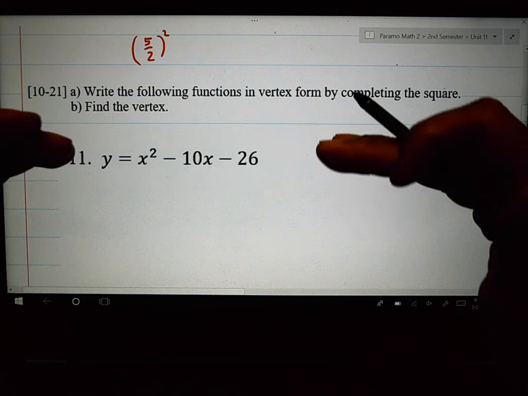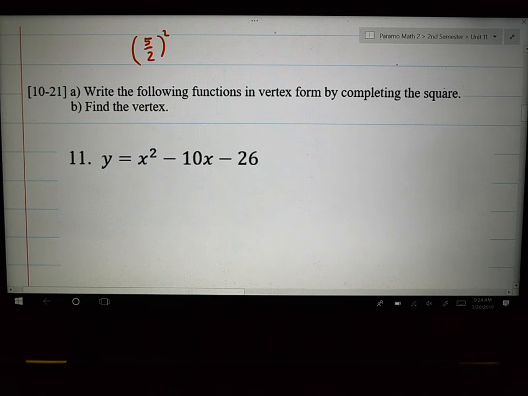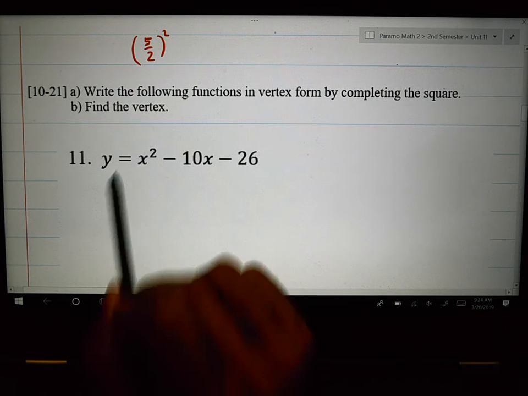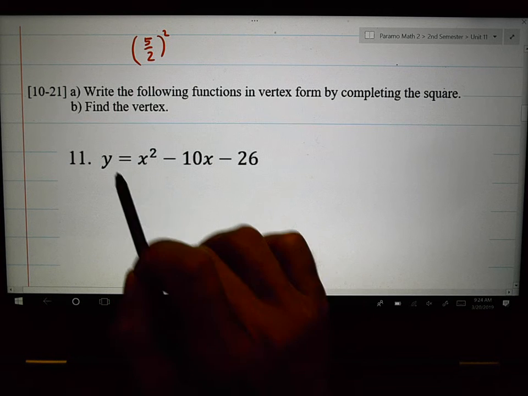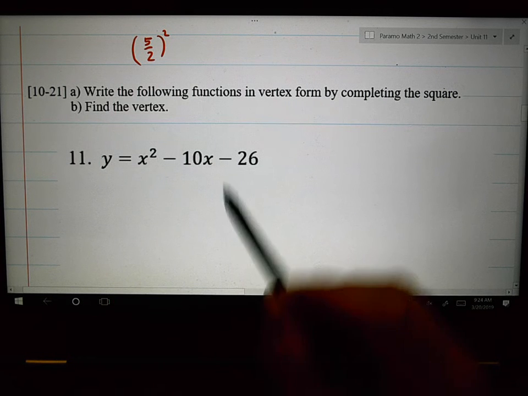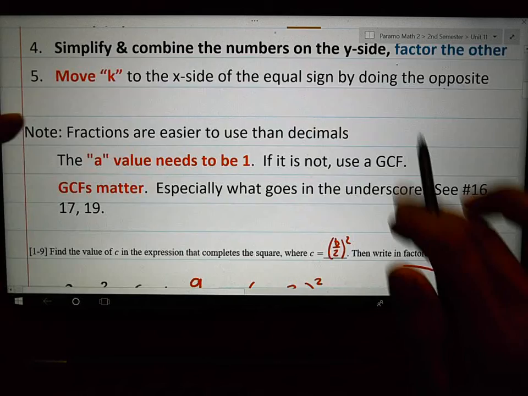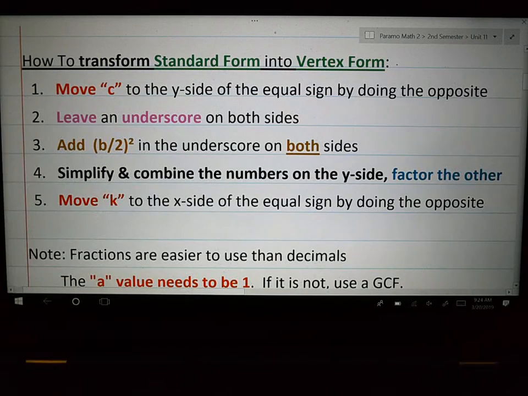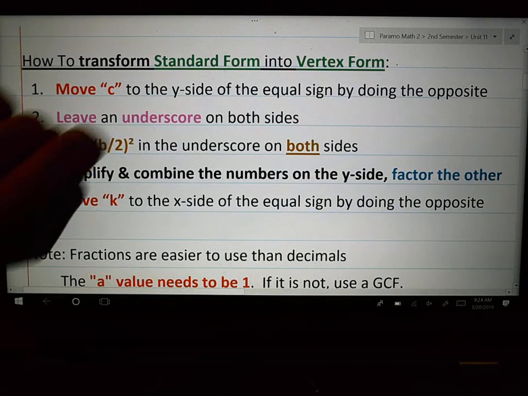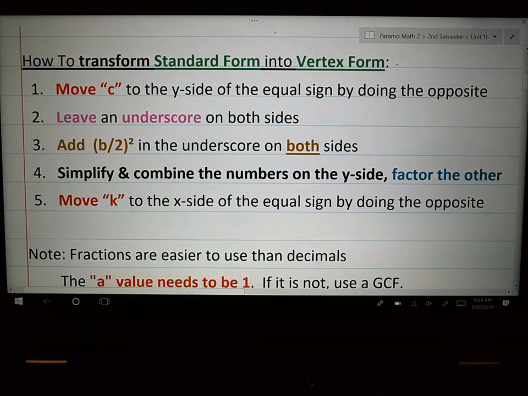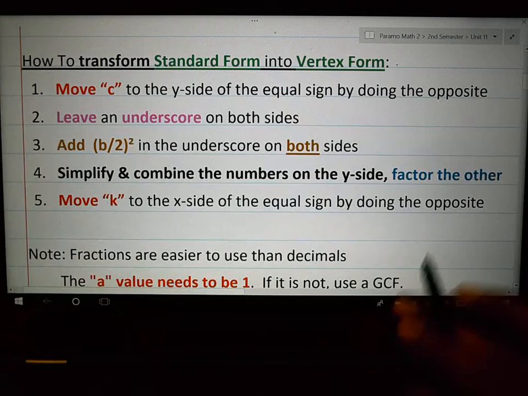But once we get to number 11, things are going to change because there's going to be a y equals in your problem. And this is standard form. And we need to put it into vertex form by completing the square. So what I told you to do, you have 5 steps. We're going to move C. We're going to leave underscores. We're going to add half of B. And so if you have your 5 steps, keep that right next to your worksheet.